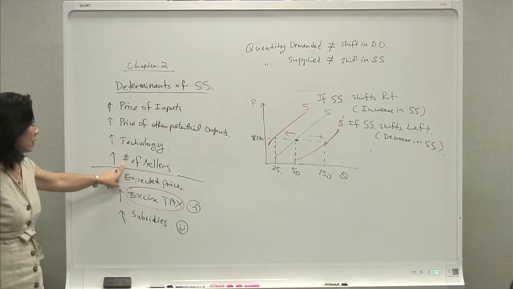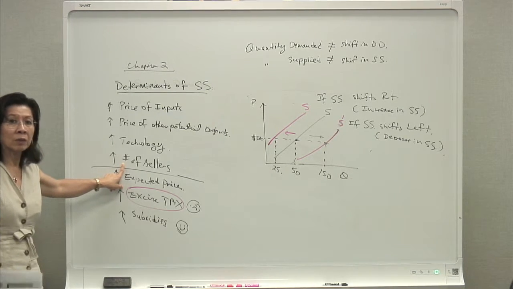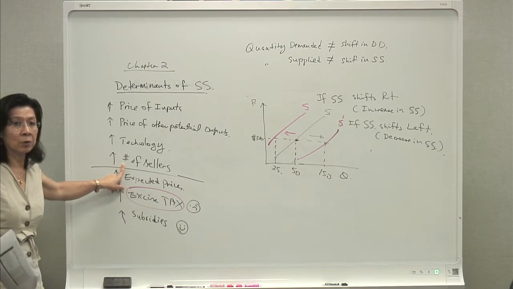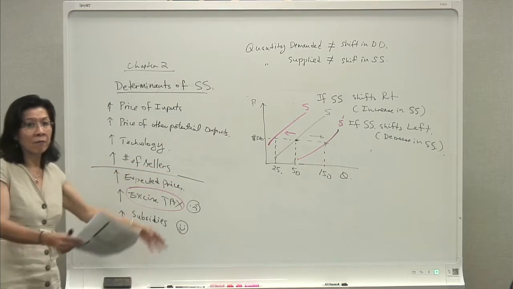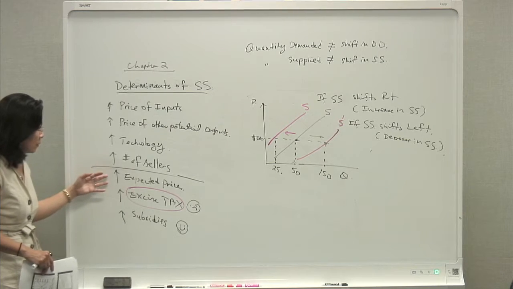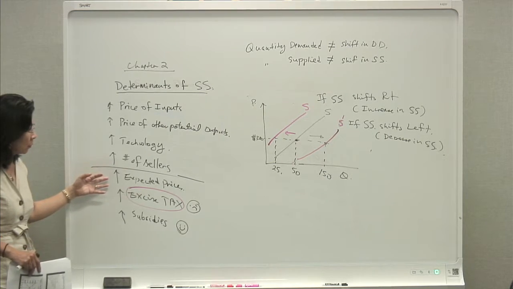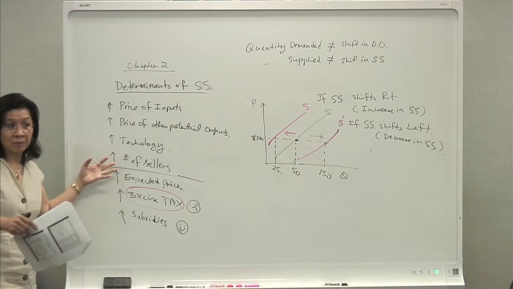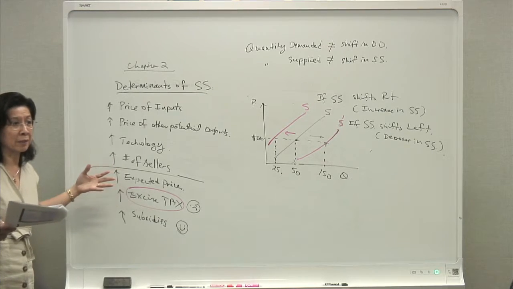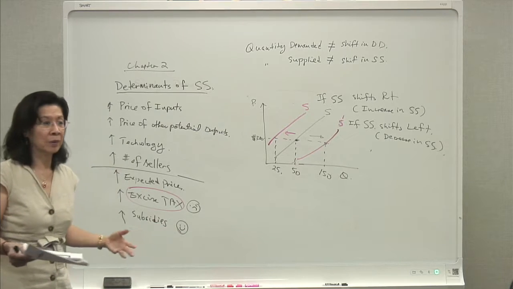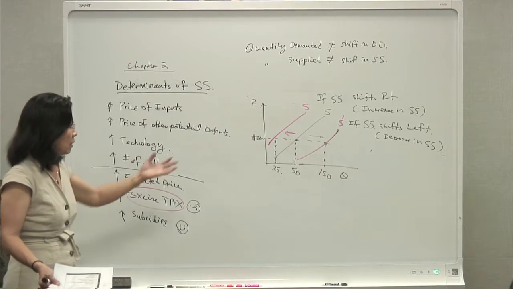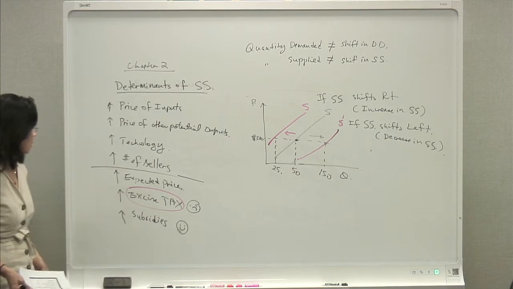Number of sellers: if there are more sellers out there, more farmers who grow corn or sweet potatoes, then supply could shift to the right, and vice versa. Okay. For example, if there's a famine, I hope not, that happens in the area, then it might make some of the farmers quit their production in the area, and supply could shift to the left.